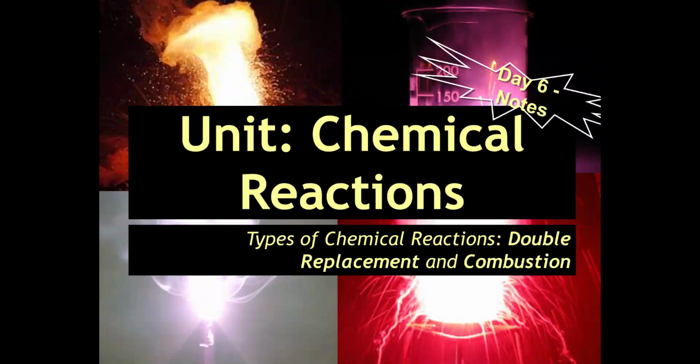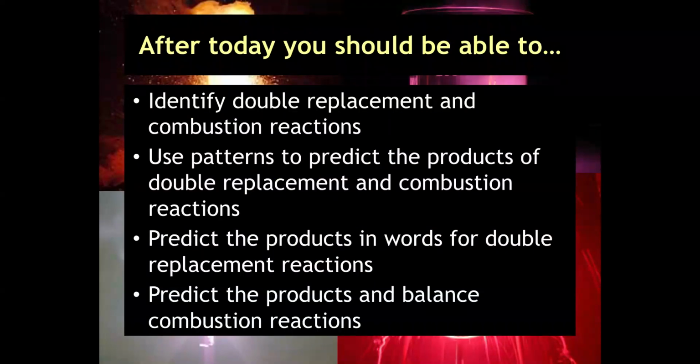Today we're going to finish up talking about chemical reactions by discussing two other types of chemical reactions. This is going to be a double replacement reaction and a combustion reaction. So by the end of this video, you should be able to identify double replacement reactions and combustion reactions and use patterns to predict the products for double replacement reactions and combustion reactions.